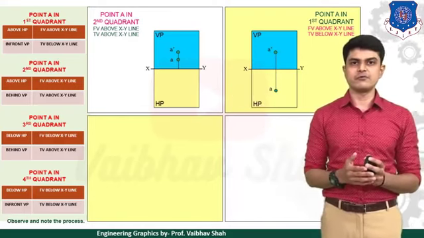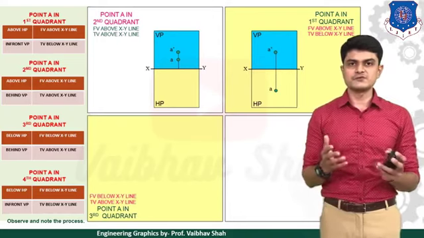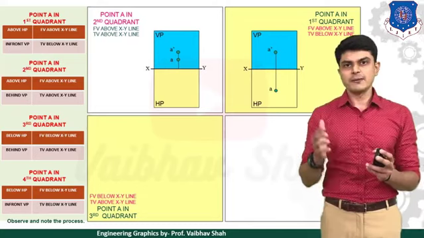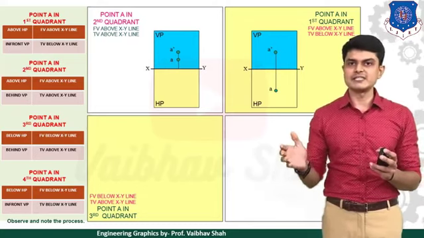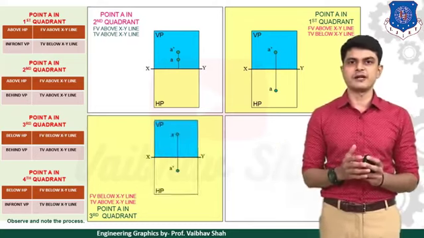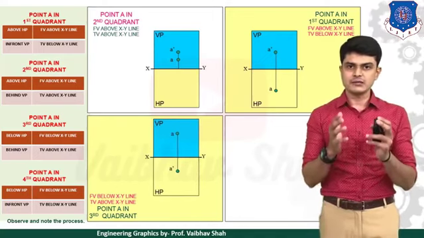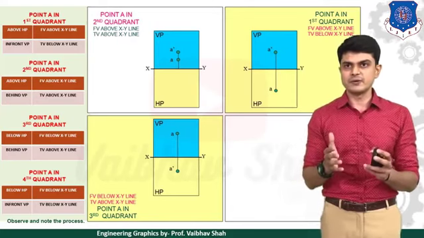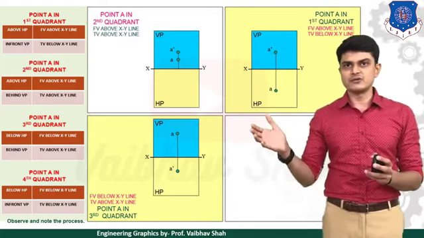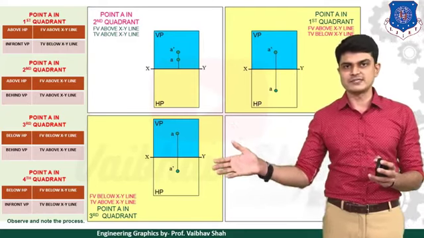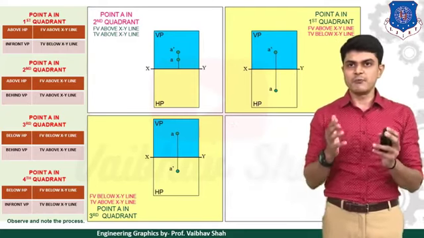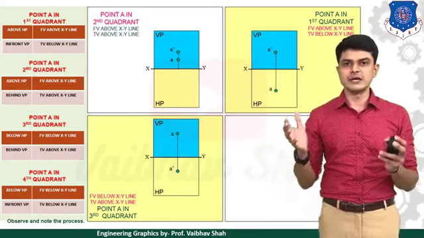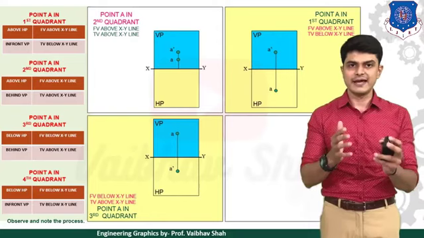Now let us see point number 3. Let us look at the table on the left. Point 3 means the point is below HP and behind VP. So this is the case of point 3. Whenever you have a point in the third quadrant, you might have this as the answer. Whenever your point is below HP, your front view would be below the XY line, as you can see. And whenever you have a point behind VP, then obviously your top view would be above the XY line. So the point without dash would be above the XY line.